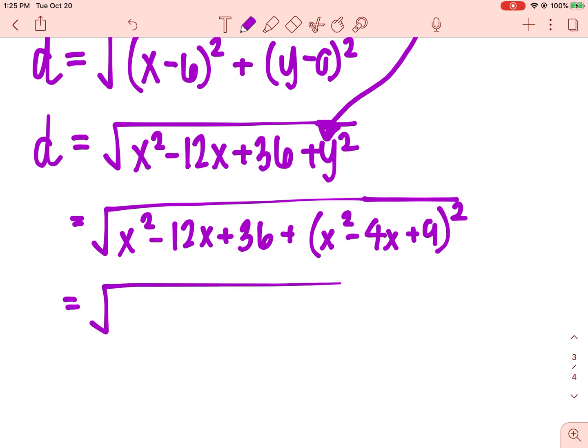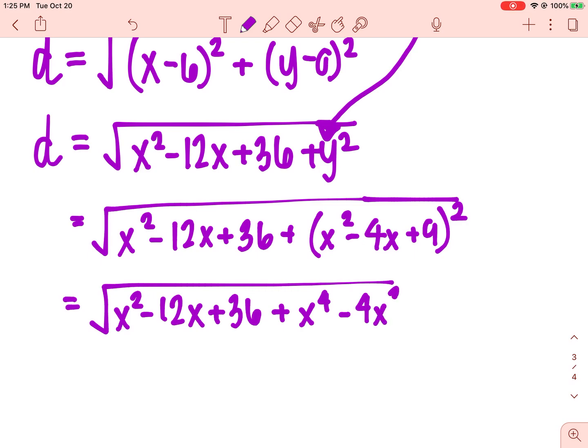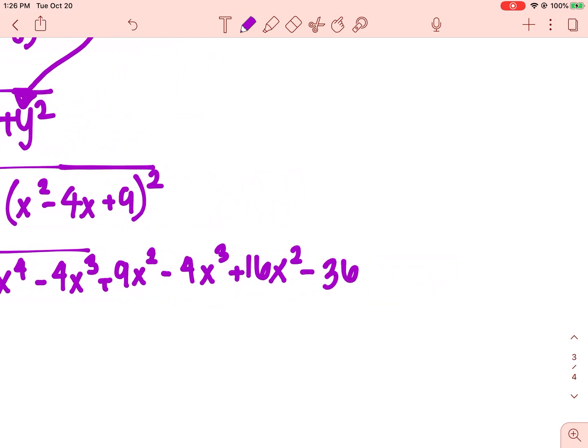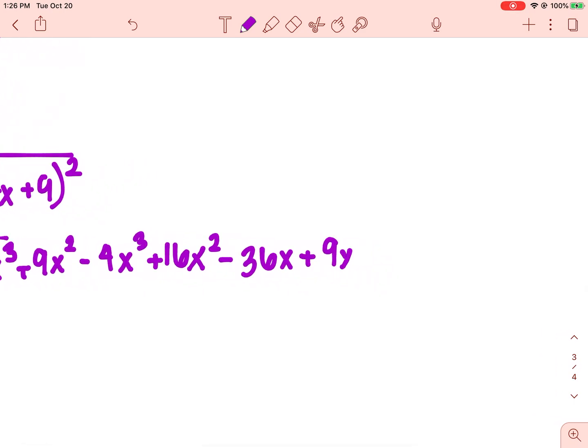I'm going to keep going. x squared minus 12x plus 36. When I FOIL, I'm actually going to get, so I'm foiling that quadratic. So I'm going to get x to the 4th minus 4x cubed plus 9x squared. I'll get a minus 4x cubed plus 16x squared. This is a big one. Minus 36x plus 9x squared. Some of you are like losing your mind right now, but it's okay.